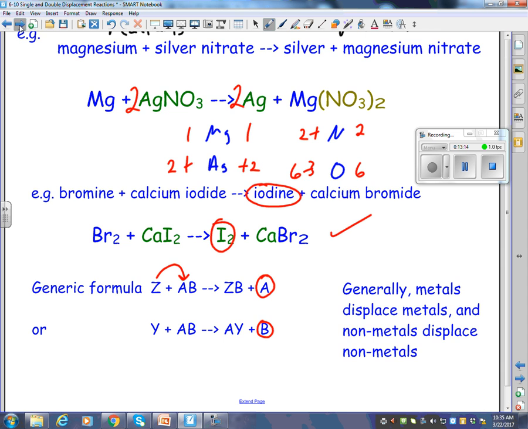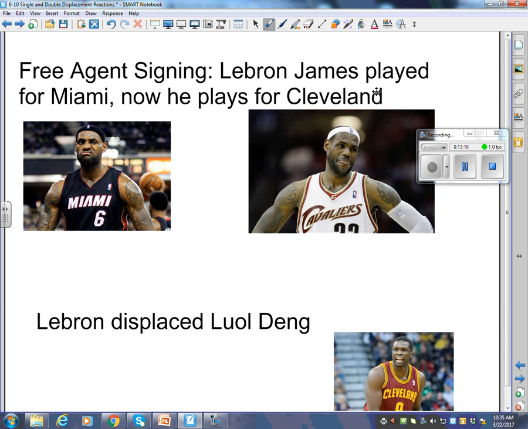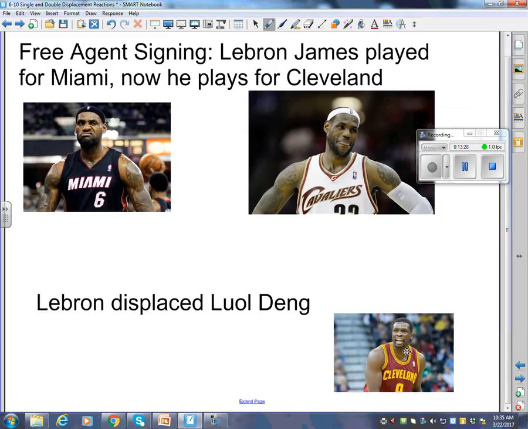Okay? It's like a free agent signing. Now, this is a little dated, but when I first created this slide, LeBron was playing for Miami, and he wanted to go back to Cleveland. He displaced this guy, kicked him out, took his job. Can you think of any other celebrity analogies where someone has kicked out someone else and taken over their job?